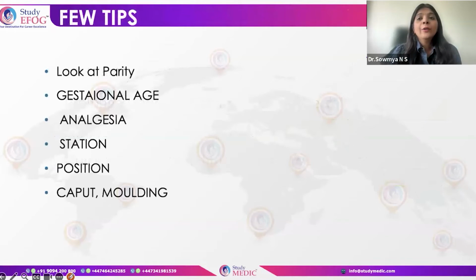Okay. Few tips whenever you solve the questions on labor, especially laboring women, look at the parity, whether she is primary, multiparous, gestational age, preterm, postterm, term, analgesia, Entonox, which is nitrous oxide and oxygen, or pudendal block, or epidural, station, 0 or -1, or +1 or +2, position, occipito-anterior, occipito-posterior, whether caput molding, because sometimes if the caput molding is severe, then there is always a high risk of failure of vacuum.